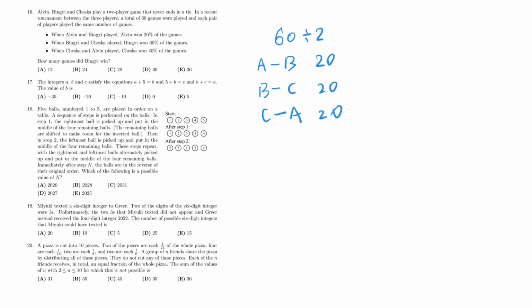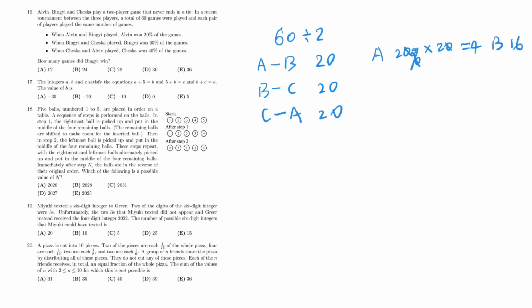A plays with B, and A wins 20% of the games. They play 20 games, so 20% times 20. Percentage cancels 20, that's 4, and B will be 20 minus 4, that's 16.